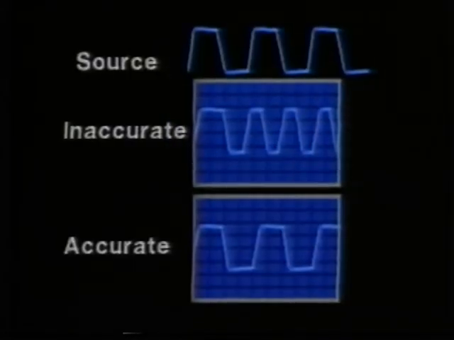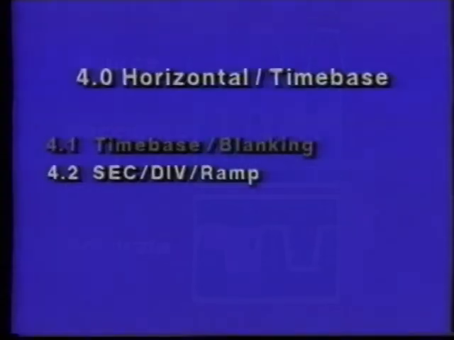The ramp controls the rate at which the trace is drawn horizontally across the face of the CRT. The primary function of the sweep generator is to produce linear beam movement in the CRT. In other words, the sweep generator makes sure the beam moves at the same rate from start to finish. If the sweep generator doesn't move the beam at the same rate, accurate time measurements are impossible.